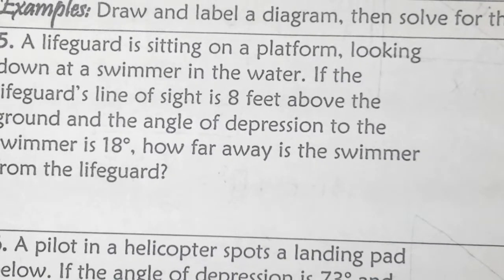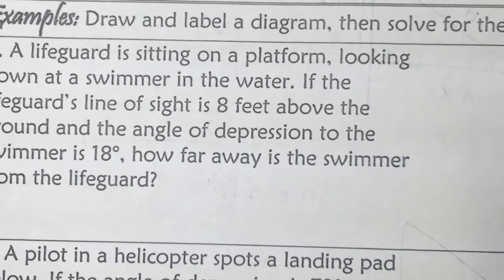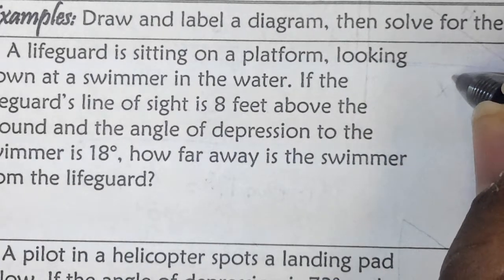Honestly, like the last page, the first concept is pretty much based off that drawing. You see it, number 5, it says a lifeguard is sitting on a platform. It's basically that drawing up there, looking down at a swimmer in the water. If the lifeguard's line of sight is 8 feet above the ground, and the angle of depression to the swimmer is 18 degrees, how far is the swimmer from the lifeguard? So, you're just drawing that situation out that you see up top.